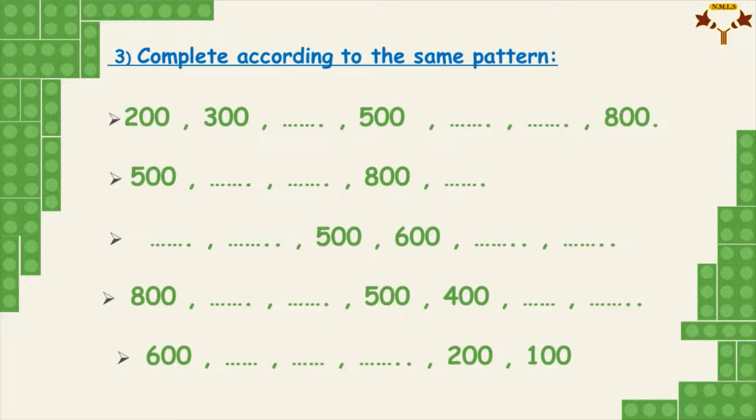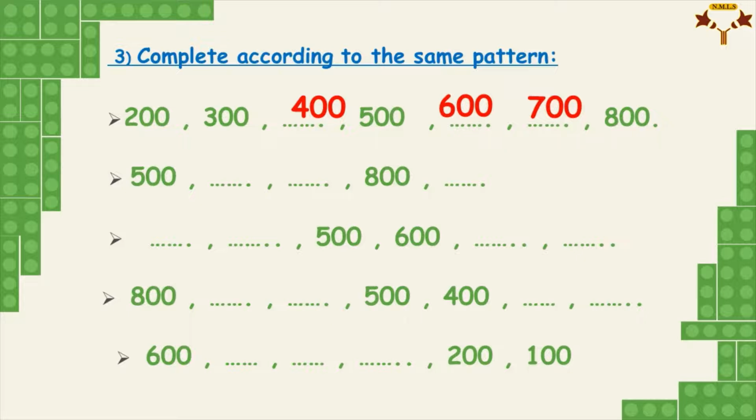This 400, I will start from 200, and after 200, 300, so the number after 300 for sure is 400, and I have 500, after 500, 600, after 600, 700, and 800. Sorry, Junior 2.